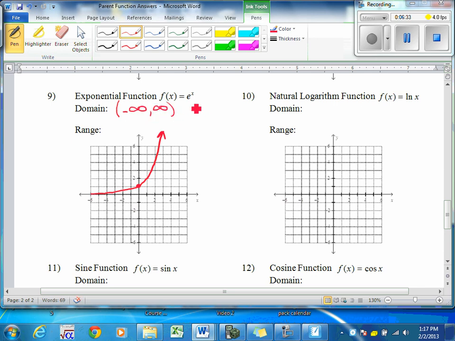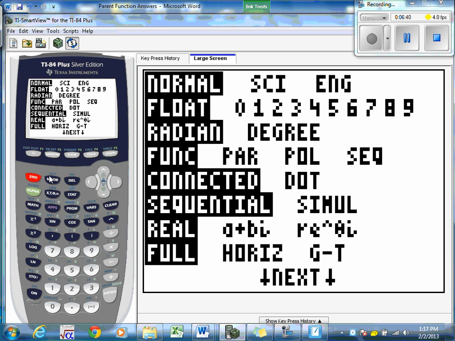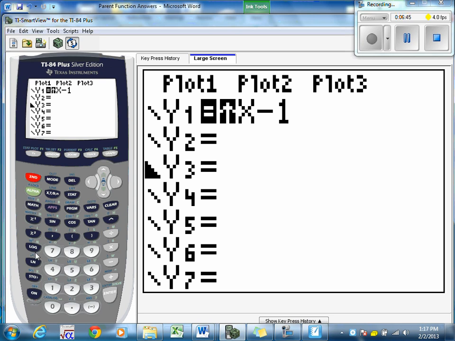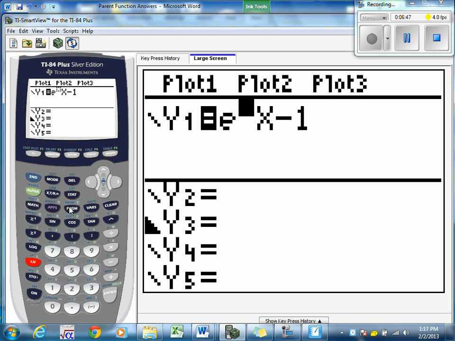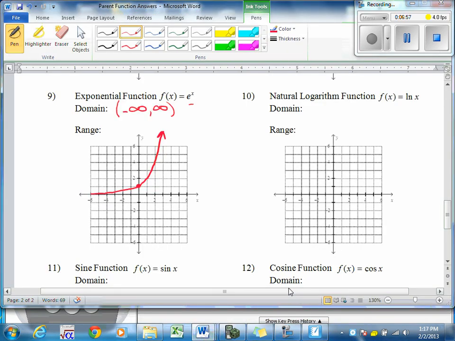If you didn't find it, E is a button on your calculator. If you try to put this into your calculator, it's second ln is our E. That is how we can graph it. Okay. So what is our range? Well, it never gets to the x-axis. So it never equals 0. So our range is just 0 to infinity.